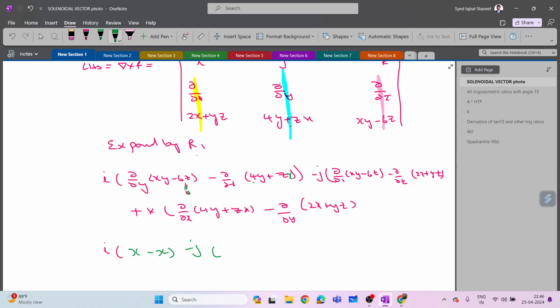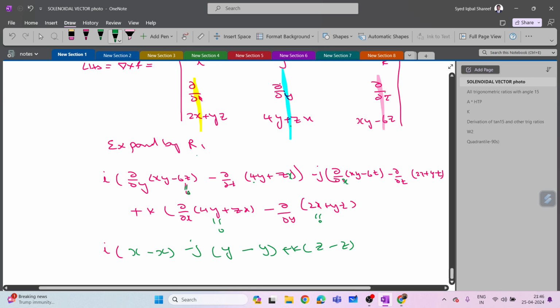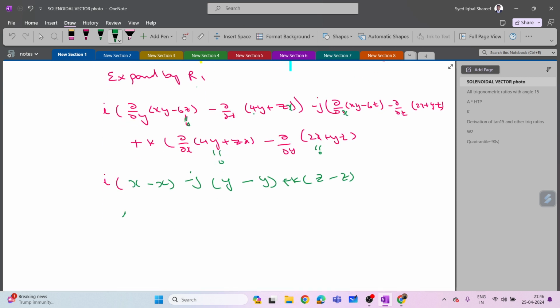Minus j of dou by dou x, this is y, minus dou by dou z, this is minus y, plus k of dou by dou x means z is left, this is 0, dou by dou y means this is 0, this is z. So x minus x is 0, minus y minus y is 0, k 0 is 0, which is our right hand side. Therefore, del cross f equal to 0. F is an irrotational vector.